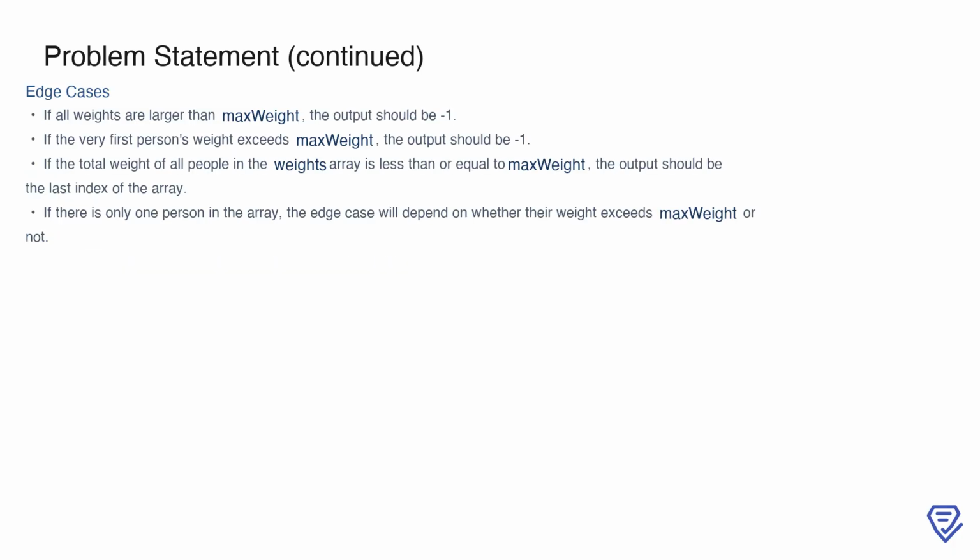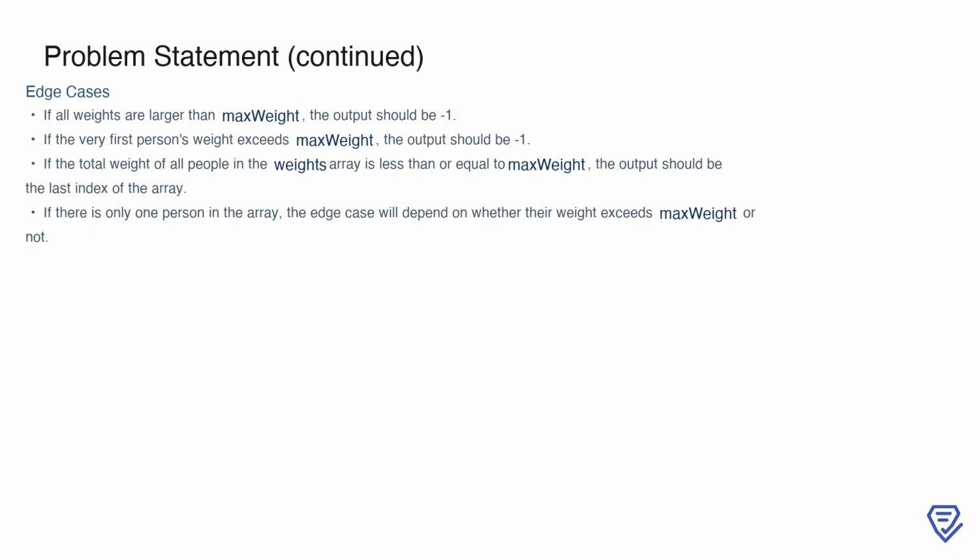There are a few important edge cases to consider in this problem. First, if all the weights in the array are larger than max weight, the output should be -1 because no one can enter. Similarly, if the very first person's weight exceeds max weight, the output is also -1 since the process stops immediately.